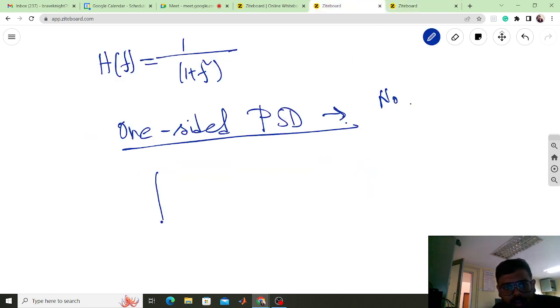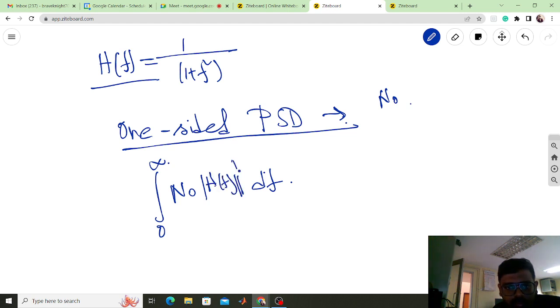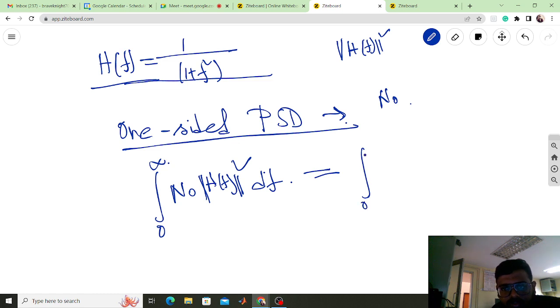So the PSD N naught, integrated from 0 to infinity with respect to df, is the power. But there is a transfer function H of f, so there will be the term mod of H of f square also, because this is sort of the magnitude of the channel response, and when we calculate the power it should come as amplitude square. So that is the integral from 0 to infinity of 1 by 1 plus f square, whole square, into N naught df.